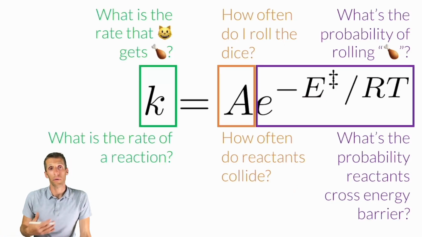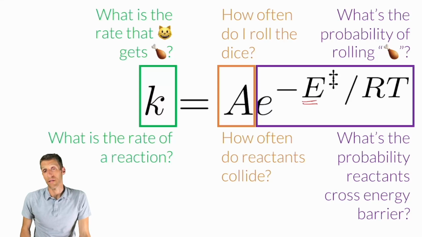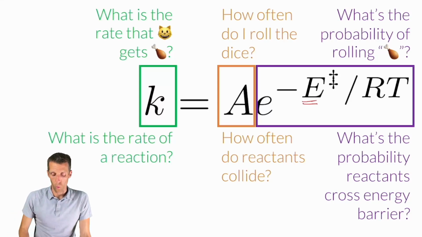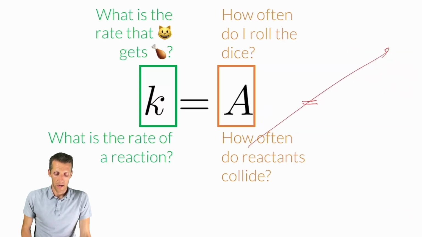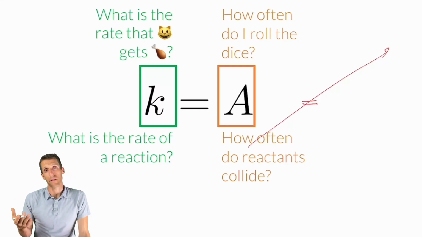So let's go back to our Arrhenius relationship. What we have here is this barrier has now gone to 0, e to the minus 0. E to the 0 is 1, which means this whole thing goes away. And I'm left with this. So what's the rate that the reaction happens? Well, it's how often do the reactants collide?